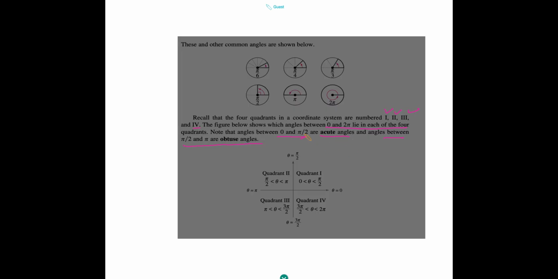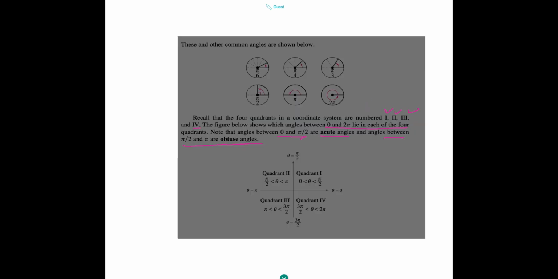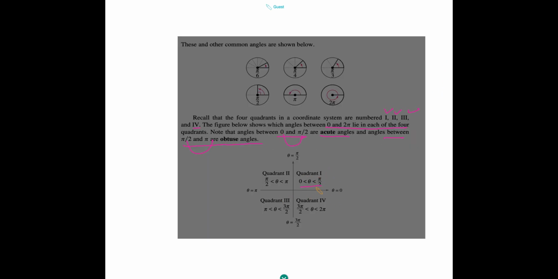So pi over 2 is 1/4 of a revolution, right? And pi is 1/2 revolution. 1/2 revolution is 180. Got it? In between are the acute and obtuse angles, 0 to pi over 2. Pi over 2 is 1/4 revolution. Got it now? 0 to pi over 2, pi over 2 to pi, pi to 3 pi over 2, and 3 pi over 2 to 2 pi.